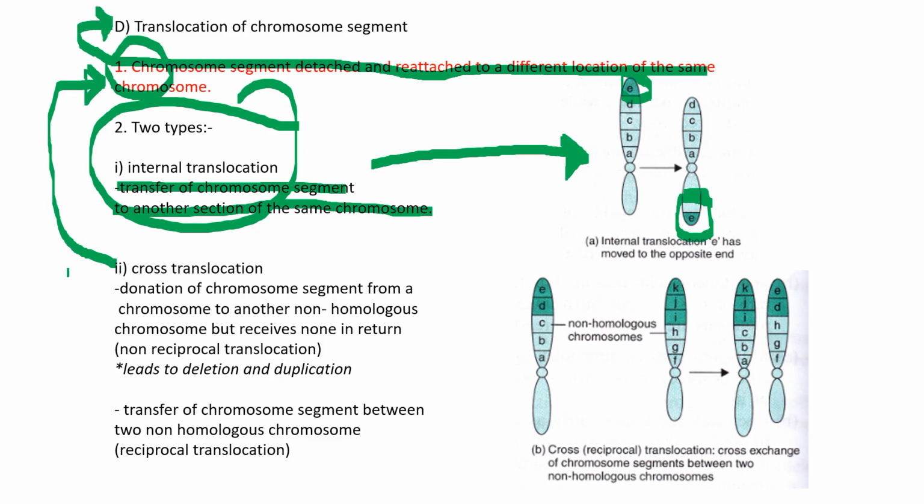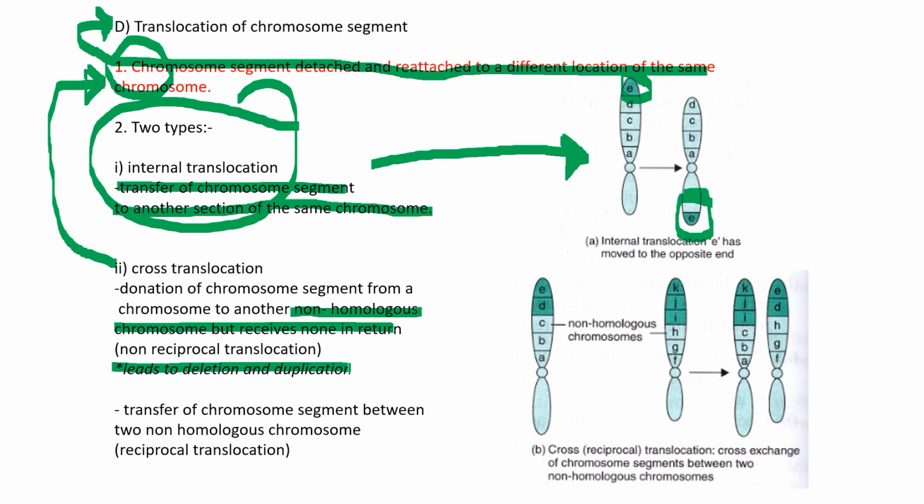Now the non-reciprocal translocation means donation of a chromosome segment from one chromosome to another non-homologous chromosome, but it receives none in return. So meaning to say, one chromosome donates one of its segments to another non-homologous chromosome. That's it, end of the story. It doesn't receive any chromosome segment in return. This is known as non-reciprocal translocation, and this leads to deletion and duplication.